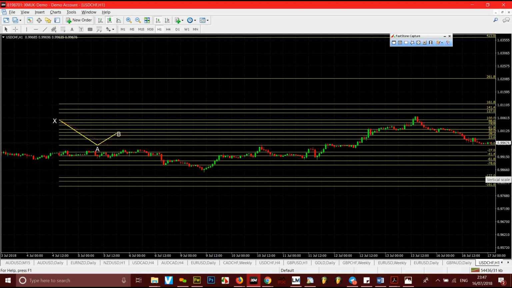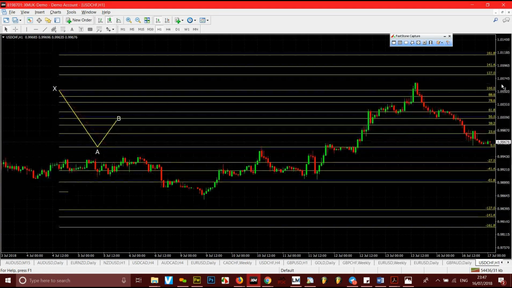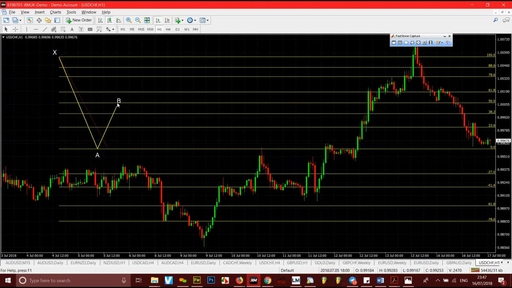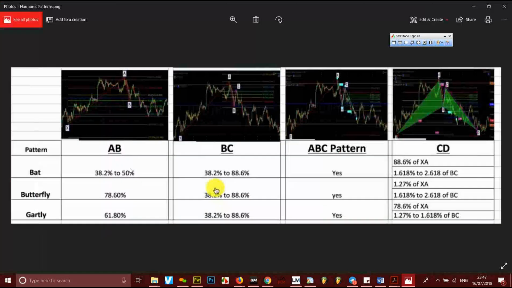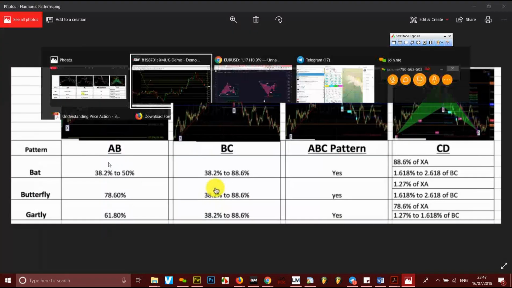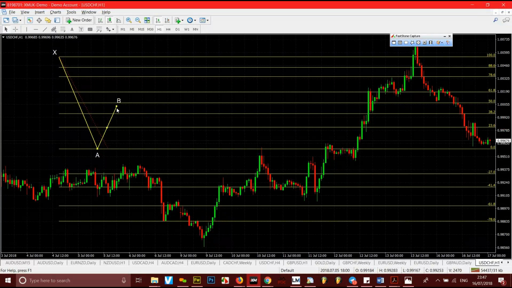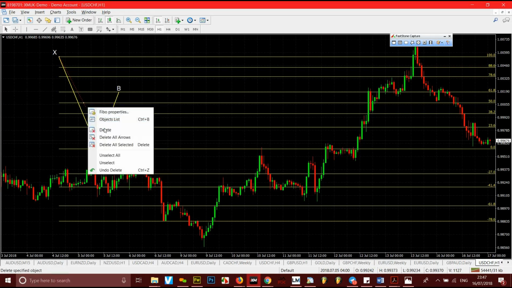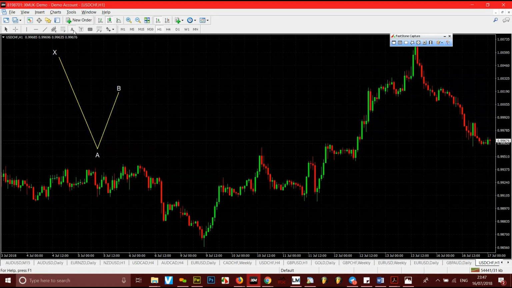So we're looking for what level now? What did it say? 61.8. So the B leg must be 61.8. It mustn't be more than, or mustn't be less than, for us to confirm that this is a valid Gartley. So now after that is done, what leg are we looking for now? You guessed it, the C leg.